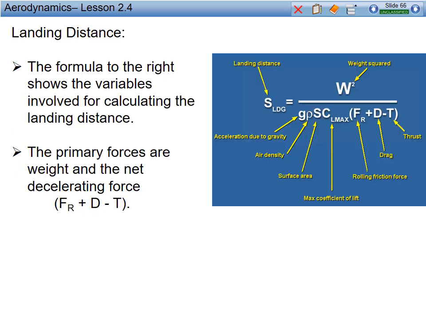Landing distance. The formula to the right shows the variables involved in calculating the landing distance. Primary forces are weight and the net decelerating force. This equation should look familiar. It is the same equation as your takeoff distance equation. However, the net accelerating force has been rearranged to now favor rolling friction and drag instead of thrust.